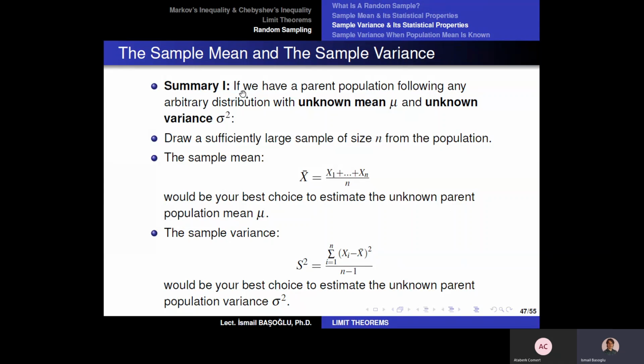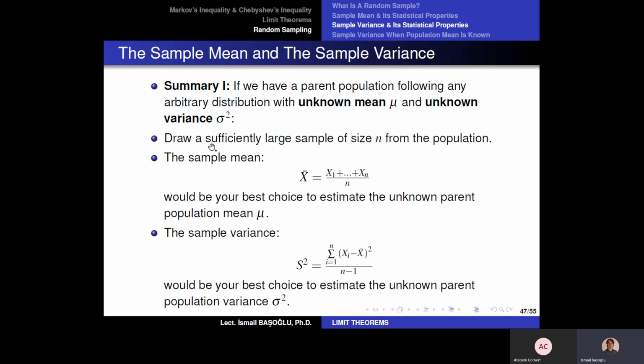The first summary is this: if we have a parent population following any arbitrary distribution, but we do not know its distribution, it can be any type of distribution, not necessarily normal. However, just like in all distributions, there is a theoretical mean and a theoretical variance, which are unknown. So for the parent population, the mean and the variance are unknown.